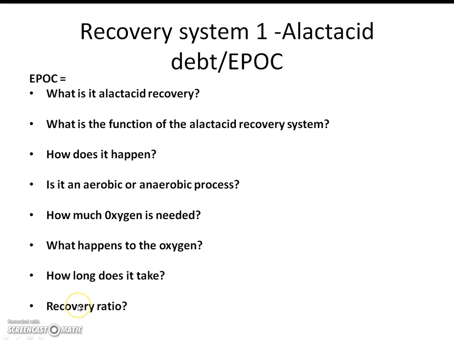Now, how much oxygen is needed for the first and fast component, the alactacid recovery system? You basically need 4 litres. So 4 litres are required to let all of this happen. So 4 litres is the number we need there. As we go through, what happens to the oxygen when we get all of this oxygen?